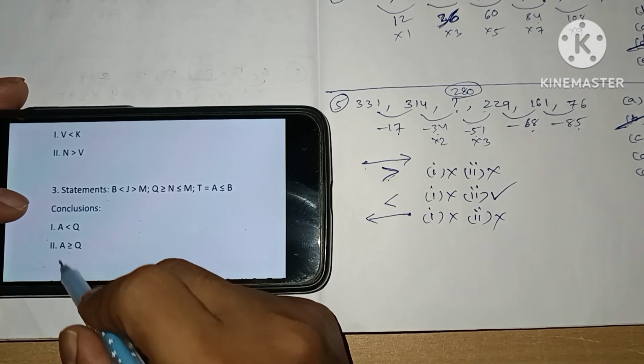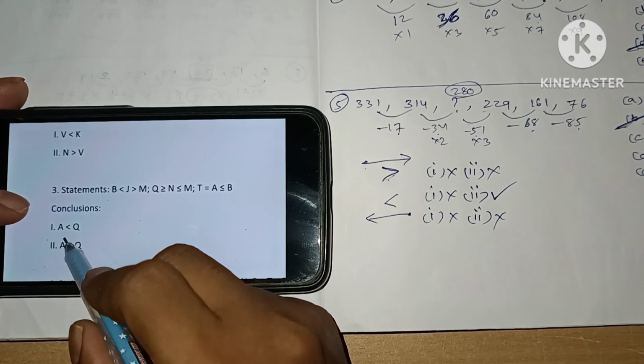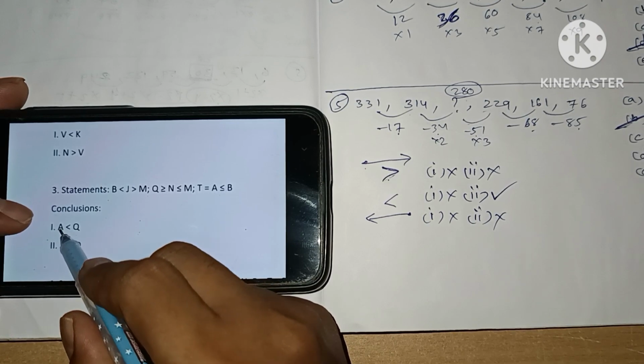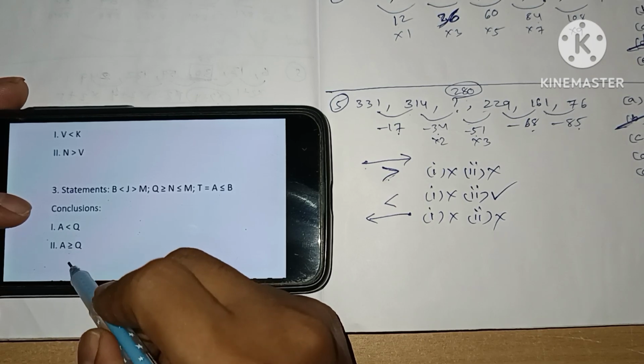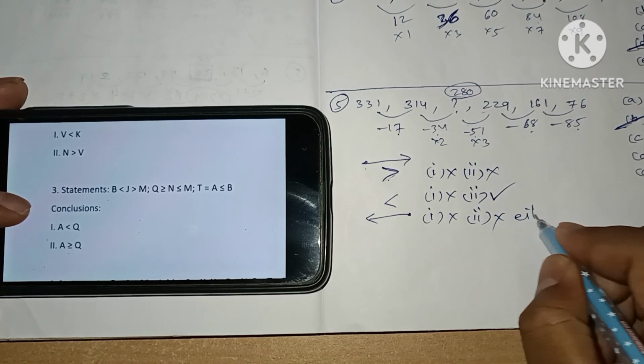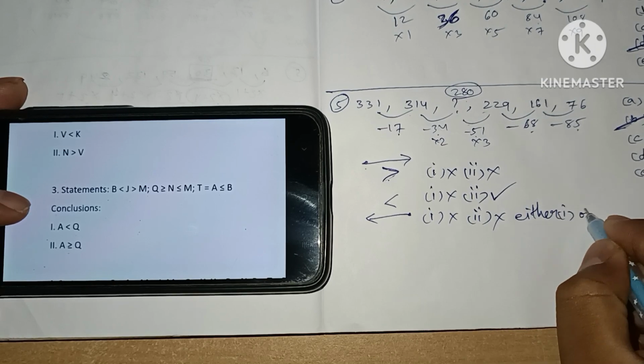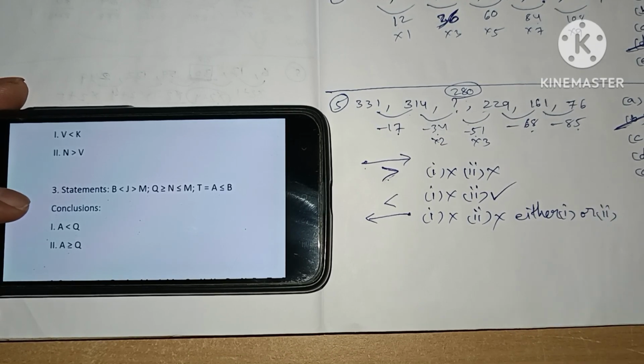But combining these two, in between A and Q we have A is lesser, A is greater, and A is equal to. So all the three symbols come here. So the answer for this one is either 1 or 2 is the answer for this question.